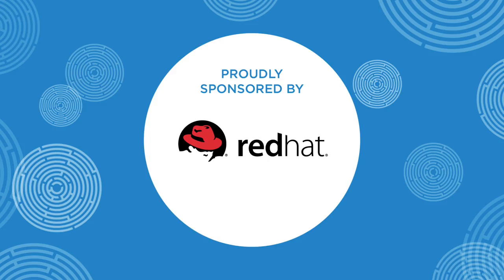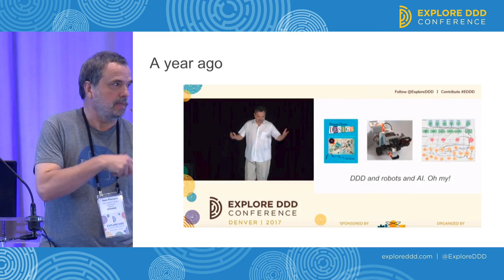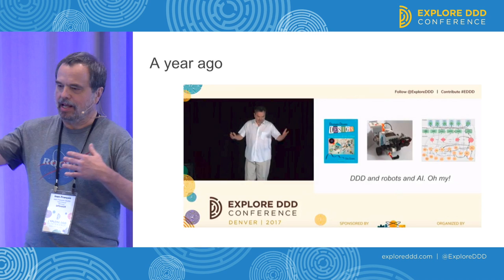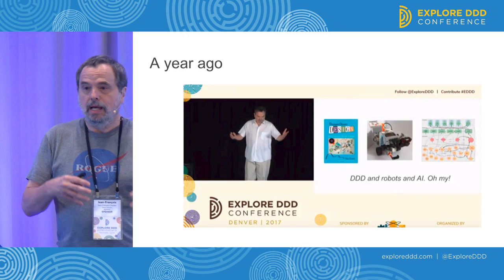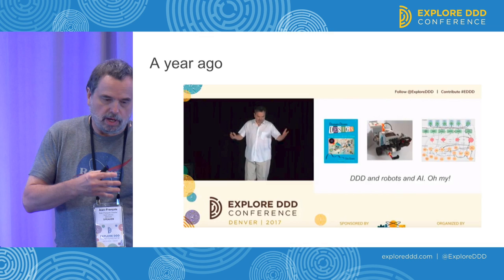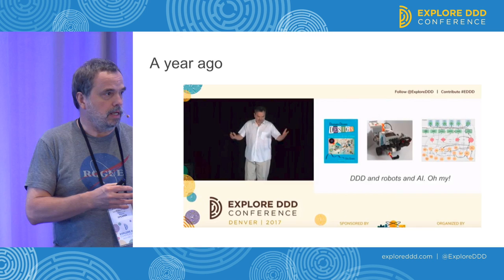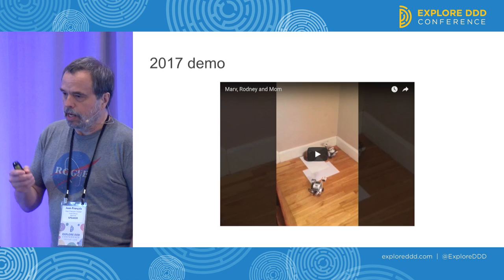Well, a year ago, I was here and I gave part one of this extended presentation. It was about DDD and robots and how I came up with an intuitive model of the mind, how I implemented it on Lego robots, and then a discussion about how DDD concepts illuminated both the design and the implementation. There was a demonstration of my robots.